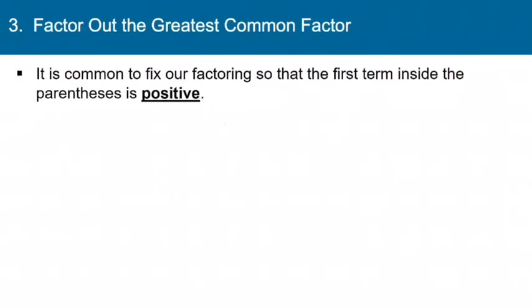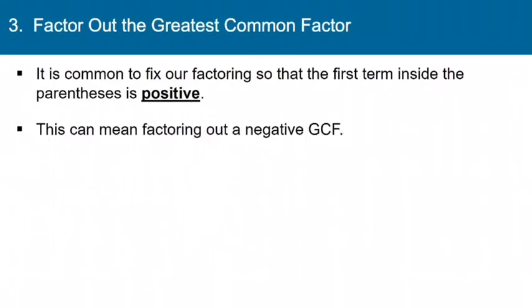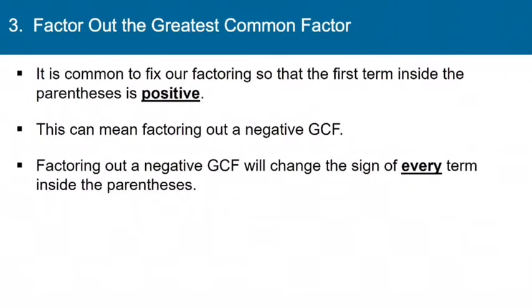Now, in case your expression starts with a negative term, I need to tell you that it's common for us to arrange our factoring so that the first term inside the parentheses is positive. And if our expression starts with a negative term, then this will mean factoring out a negative GCF. And of course, you know that multiplying by a negative changes all the signs, and therefore when you factor out a negative, that's also going to change all the signs. So factoring out a negative GCF will change the sign of every term inside the parentheses.